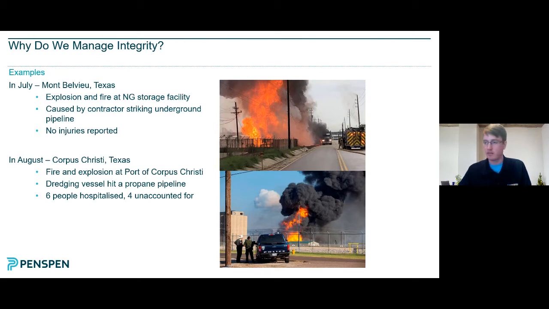And then in August, just a month later, in Corpus Christi, Texas, there was another fire and explosion, this time on a submarine pipeline, where a dredging vessel hit a propane line. 6 people were hospitalized in that incident, and at the time, the news was reporting that there were 4 people unaccounted for. So another serious and significant event that could potentially have been avoided, but the investigations for those 2 incidents are still ongoing.